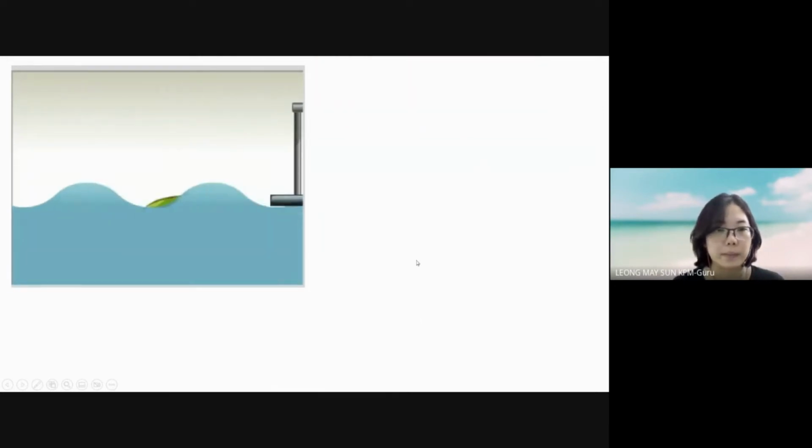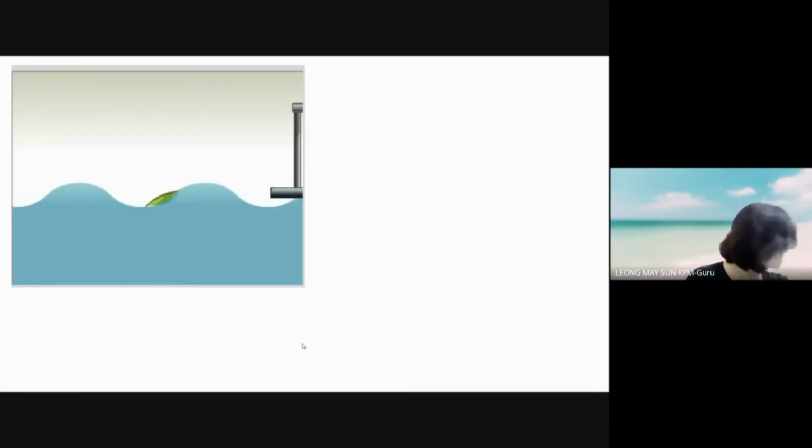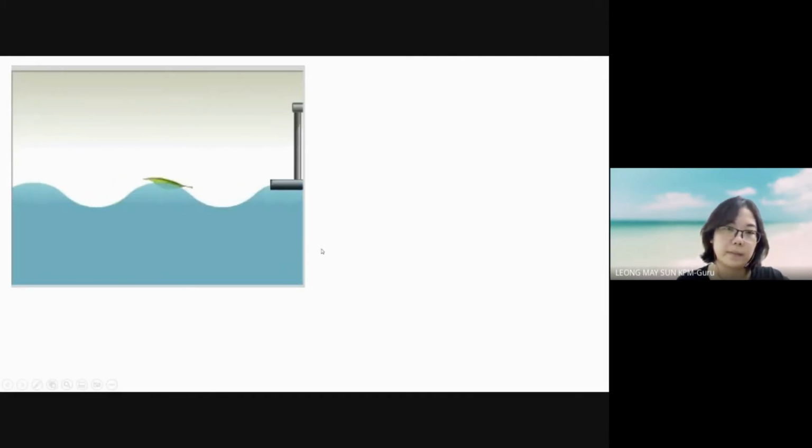As the wave passes by, does the leaf move together with the wave? Again, this is an ideal case. No, the leaf does not move together with the wave. Instead, it moves up and down about its initial position. Waves transfer energy as they move along the water particles. However, the waves do not carry the water particles along with them. That is why the leaf still remains at its initial position. This shows that waves transfer energy without transferring matter.